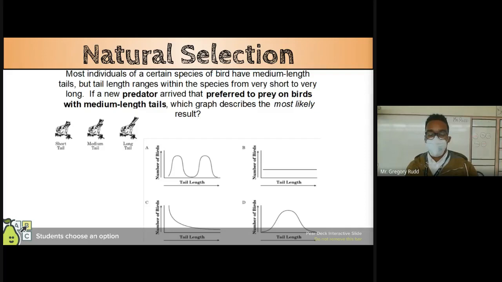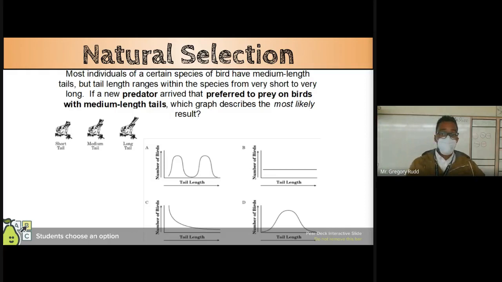Now, keep in mind that this population of birds, they have some that have short tails, some that have long tails, but it says most of them have medium-length tails. But this new predator likes those medium-length tails. So what's going to happen? Yeah, the birds with the medium-length tails get eaten. And so within the larger population, what's going to start to happen to the tail length? What'd you say? It can grow. Thank you, Rudy. Yeah. It could either grow or it's going to get really short, right?